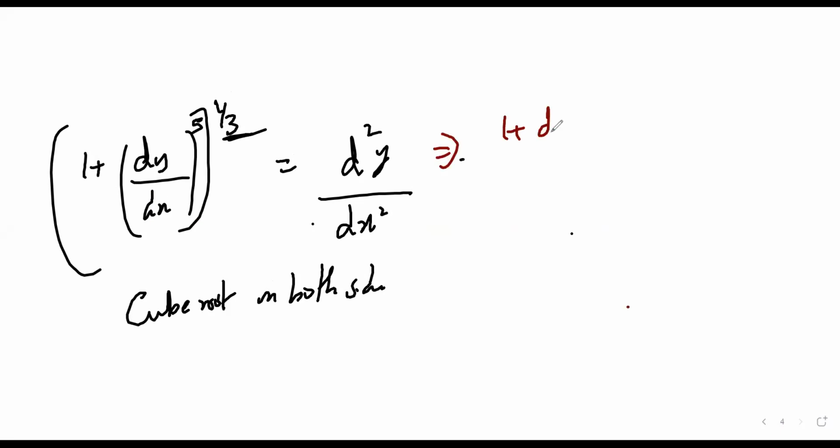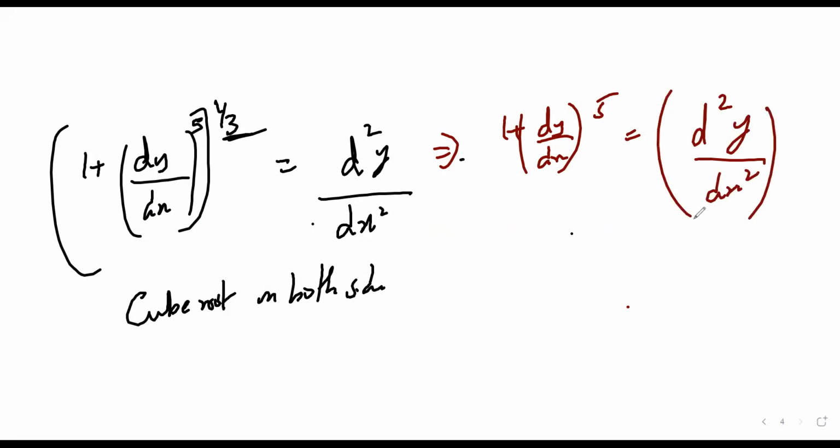This will become 1 plus dy by dx. We are least bothered about this. We are bothered only about the RHS, d square y by dx square whole cube here. So the order is 2, second order differentiation, and degree is what? 3. Order is 2 and degree is 3 respectively in this.